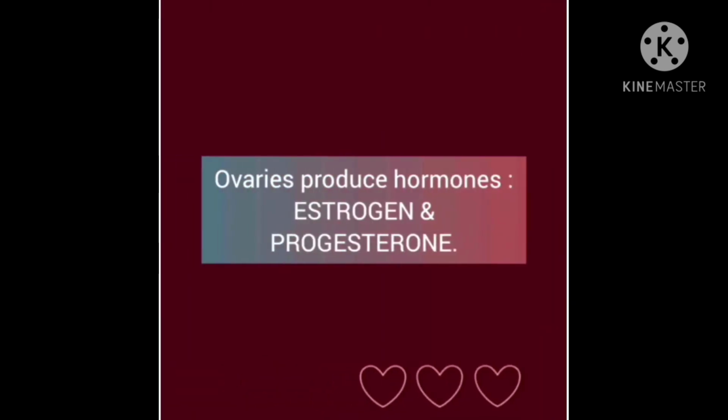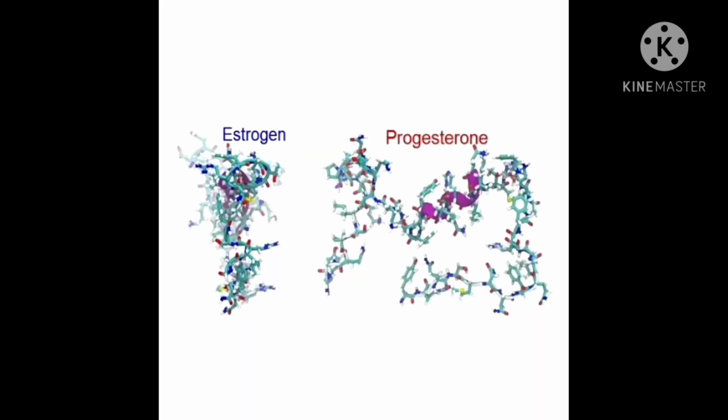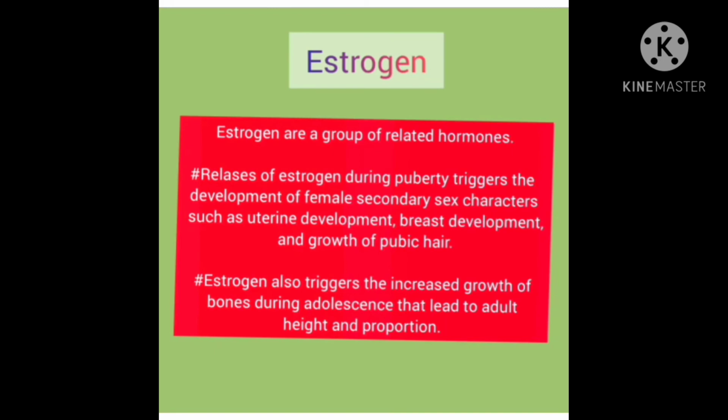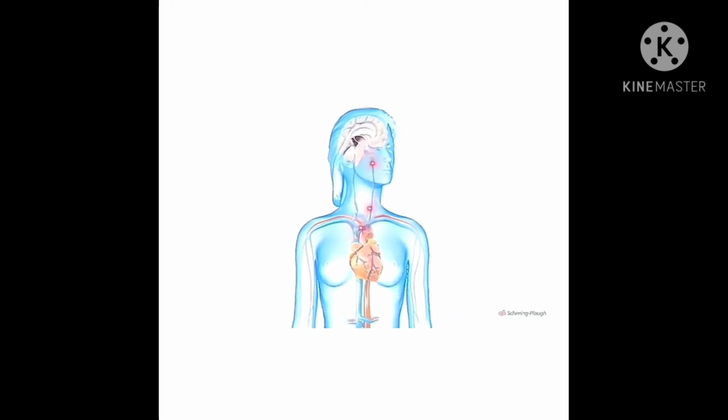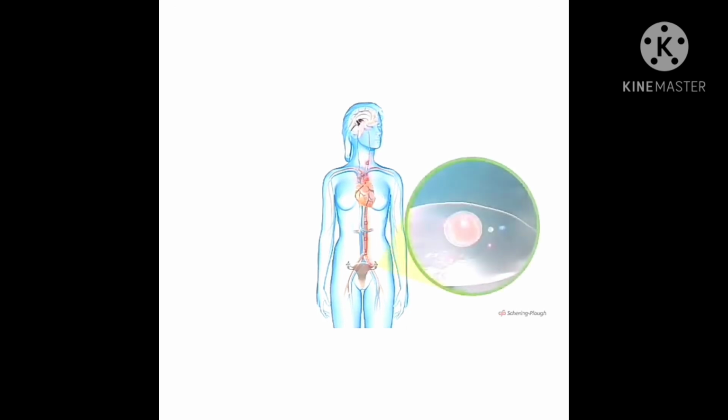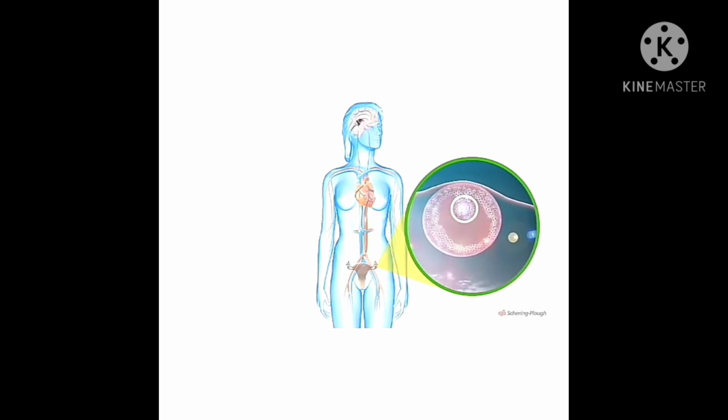Ovaries produce two hormones, estrogen and progesterone. Estrogens are a group of related hormones. Release of estrogen during puberty triggers the development of female secondary sex characteristics such as uterine development, breast development, and growth of pubic hair. Estrogen also triggers the increased growth of bones during adolescence that leads to adult height and proportion.